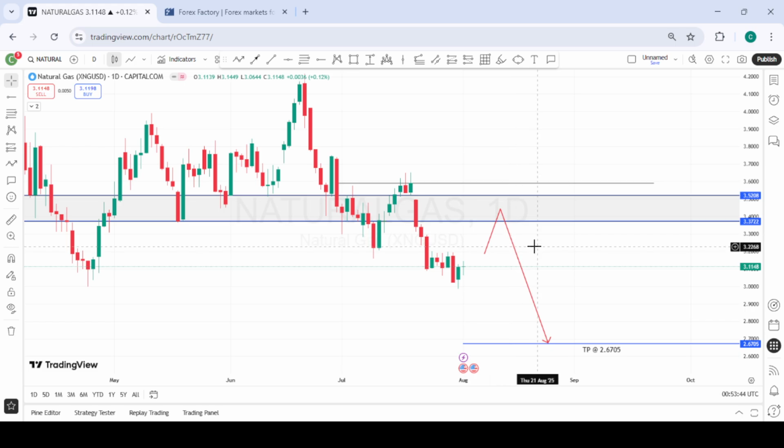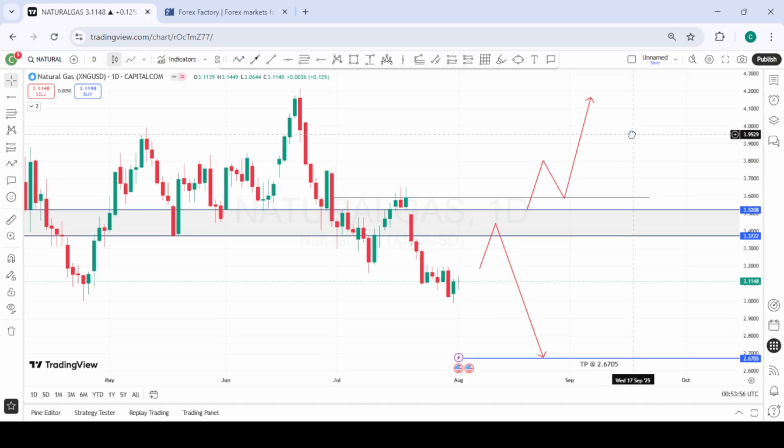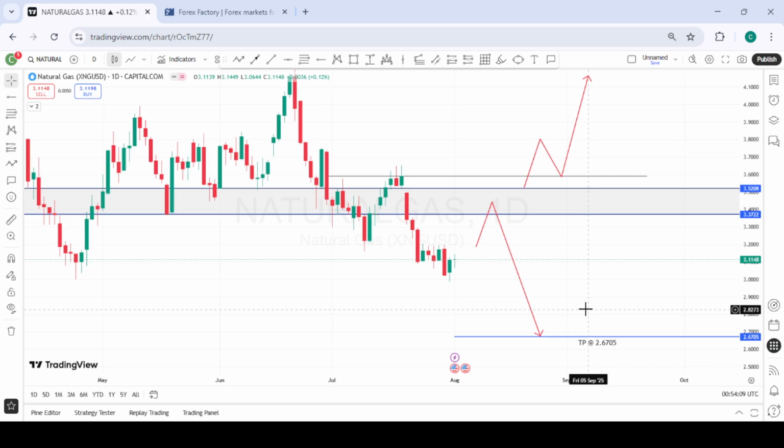So this selling opportunity can only be invalidated if we get a daily candle break above this structural point, get a retest, and continue to the upside. That way we're going to be bullish. But until then, if price gives us a selling opportunity around this area, we're going to look for a selling opportunity to the downside. So that's it for natural gas.